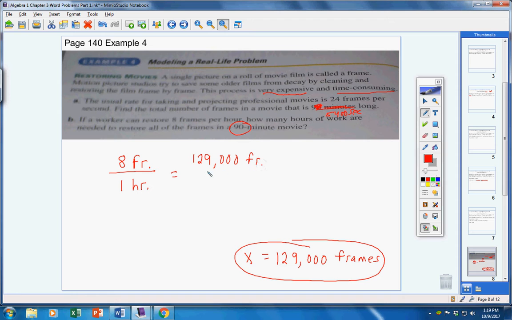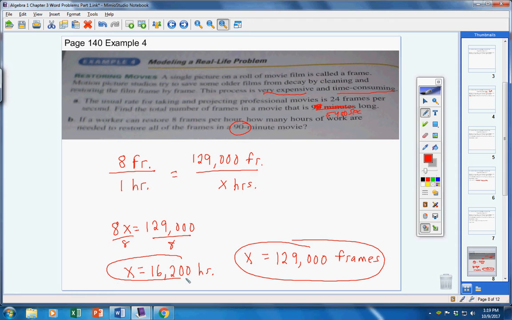129,000 frames will take X hours. Okay? Cross multiply 8 times X, 8X, 1 times 129,000. Now simply divide both sides by 8, and we will get 16,200. That's a lot of hours needed to just restore one movie. Okay? But that's the answer. Okay? So we're using rates, and then we're solving for X.